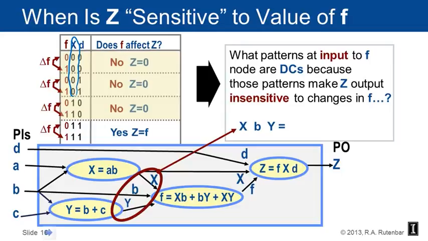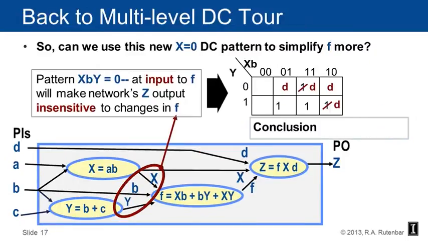And so the pattern that I can pull out that's legitimate for me to use is a pattern of X, B, and Y where X is a 0 and B and Y are don't care. That is in fact a new don't care, because the output is no longer affected by my F value. So, can we use this new don't care pattern, x equals 0, to simplify f? Yes, we can. The pattern xby equals 0, don't care at the input of f will make the network's z output insensitive to changes in f.